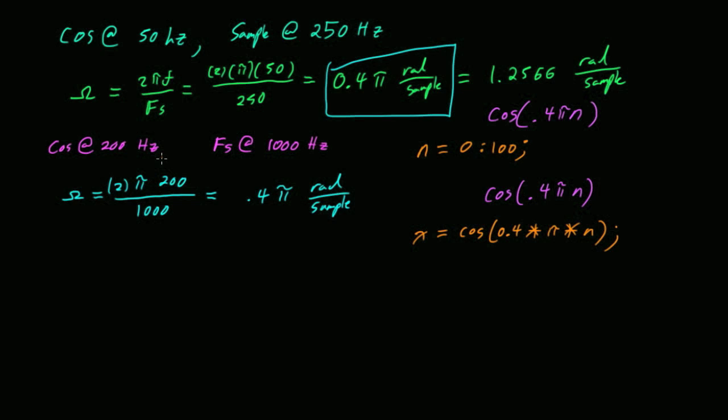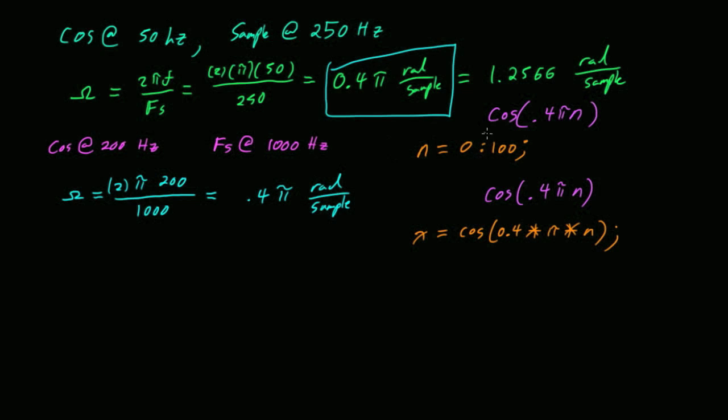If I don't tell you the sampling frequency, you have no way of looking at this and knowing whether I'm at 50 hertz or 200 hertz or any hertz, right? Because we could repeat this game over and over again, and I could always get 0.4 pi. So do you wonder why, when I take my FFT, you have to tell it the sampling frequency? Because if you don't, it has no clue what you're talking about.